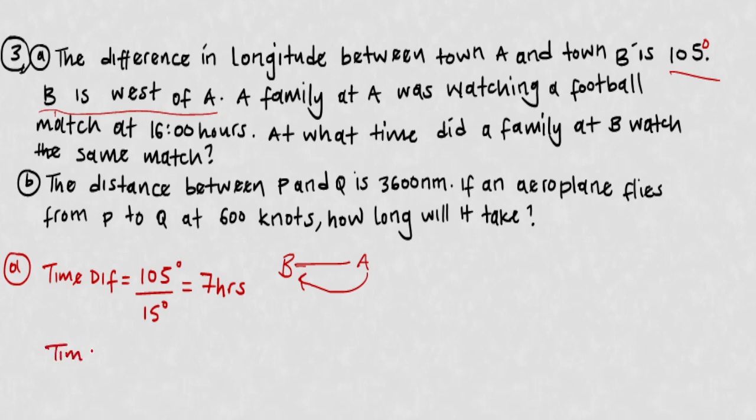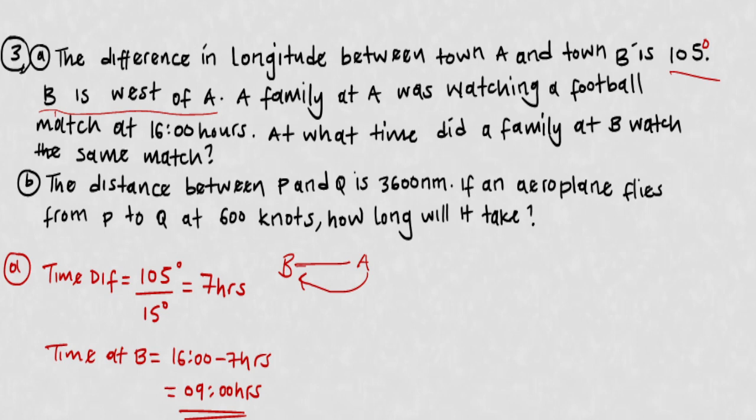So time at B will be equal to 16 hours, subtract the 7 hours that we found. And if we say 16 subtract 7, what do we get? We get 09 hours. So 09 hours is the time that we are finding there. So hope you are able to follow and get the concept.